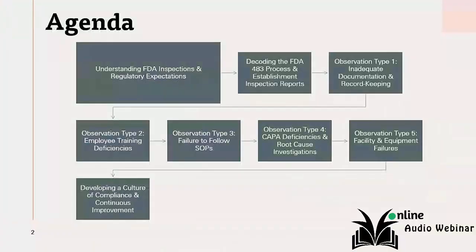So the agenda for today, real quick, again, we're going to have an FDA inspection process and some of the common observations. So we're going to understand FDA inspections and some of their regulatory expectations. We're going to decode the FDA 483 process and the establishment inspection report. And then we're going to talk about observation type 1, 2, and 3. Basically, we're going to go through 6 different observation types and then develop a culture of compliance and continuous improvement.